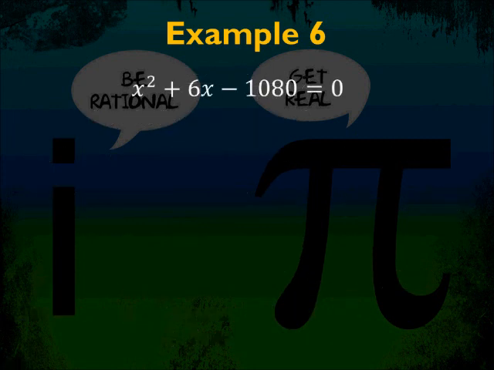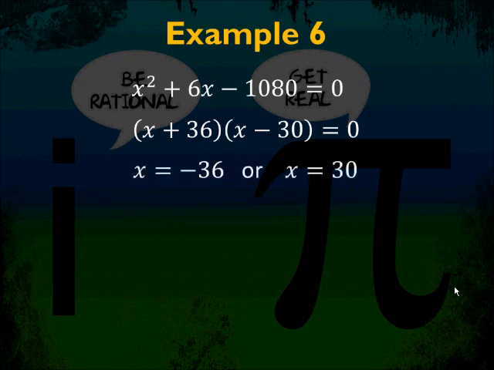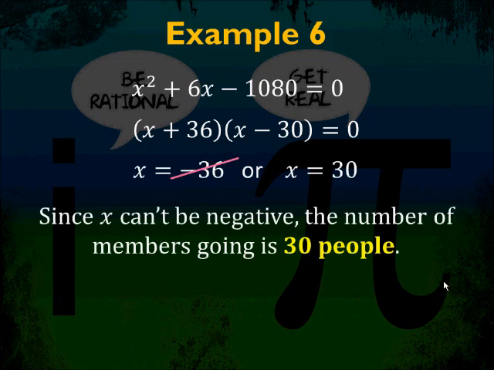Alright, so now we'll just factor. You're looking for two numbers that multiply up to negative 1080 but add up to 6. I can tell you that they are negative 30 and 36. So x is either negative 36 or 30. But since you can't have a negative number of people, the number of members going on the excursion is 30. And that's your answer. 30 people are going.